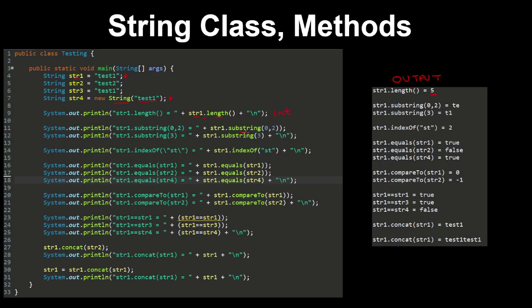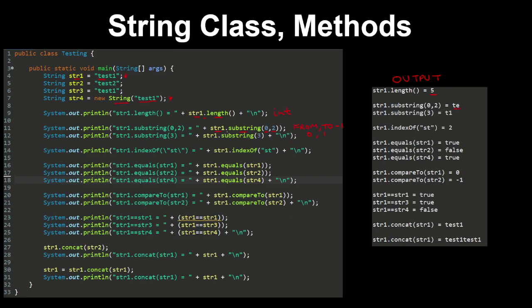Now the substring method can be called in a number of ways. So we can specify the from index and the to index. And this effectively returns a substring of str1 from index from to index to minus 1. So in this case, the substring is returned from index 0 to index 2 minus 1, which is 1. And therefore, te is output.